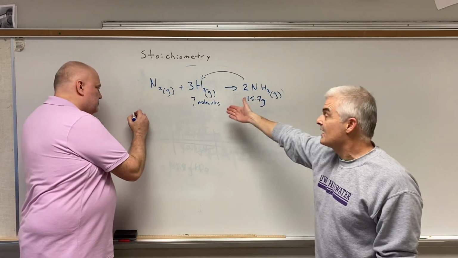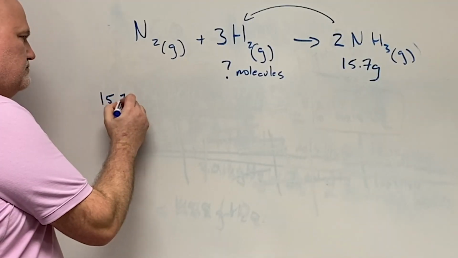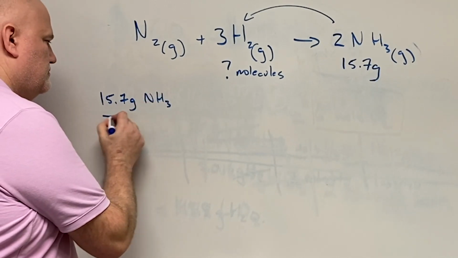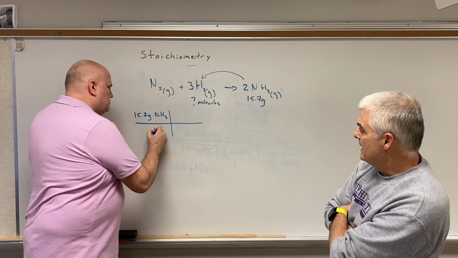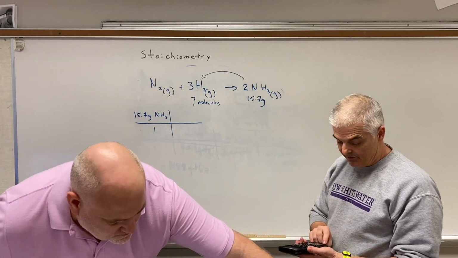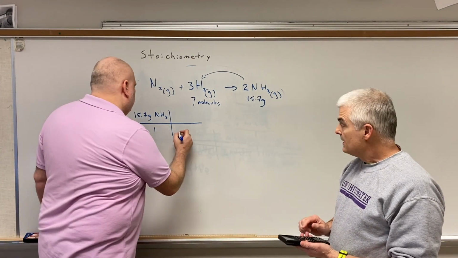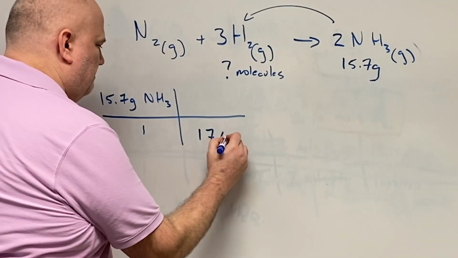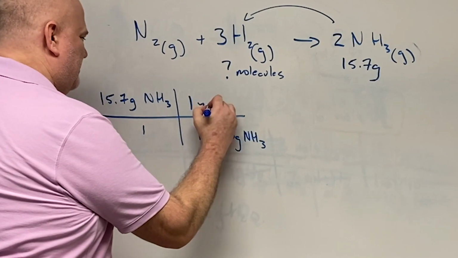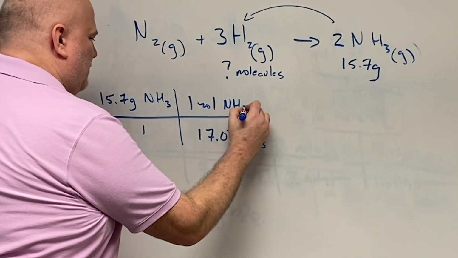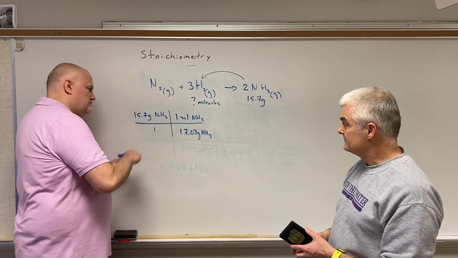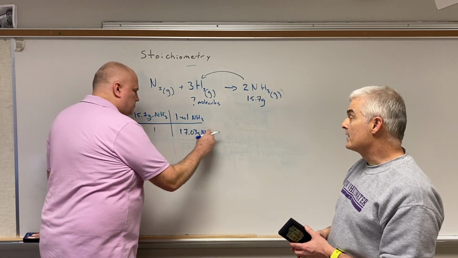This is basically, I have 15.7 chocolate chip cookies. How many cups of flour do I need? That's really what we're doing, right? So if you have 15.7 grams of NH3 over 1, and I need to get my calculator. Nitrogen has a mass of 14, and hydrogen is 1, so it's 17, or in exact figures, 17.03. It's actually not exact, but it's close to this. Grams cancel, right?